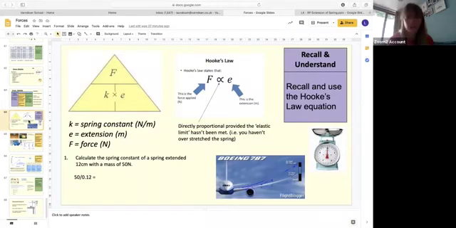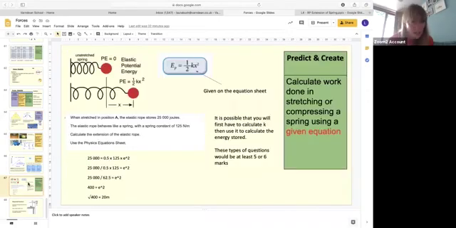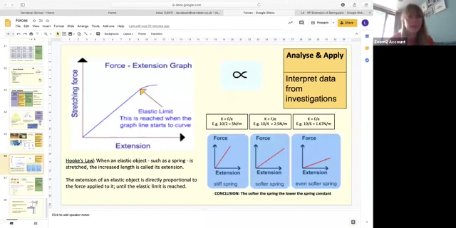Okay, so Hooke's law is essentially, sorry, let me just find it here. When an elastic object, such as a spring, is stretched, the increased length is called its extension. The extension of an elastic object is directly proportional to the force applied to it until the elastic limit is reached. By that, I mean until the spring breaks, okay? And you've all done it. You've got a spring and then it doesn't go back nicely. It looks all twisted and mangled.